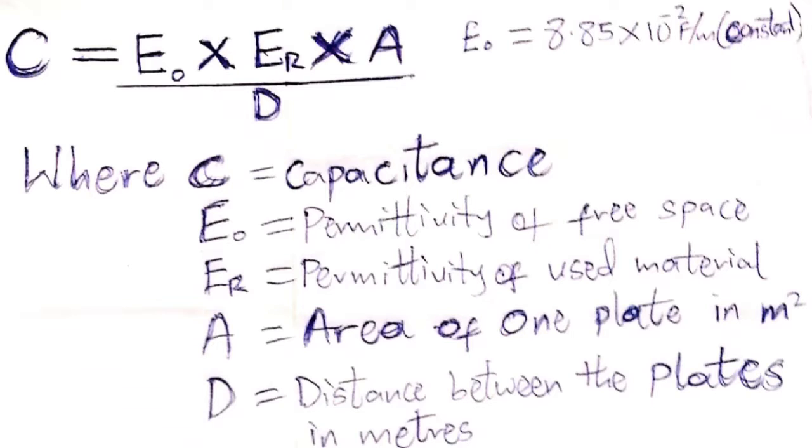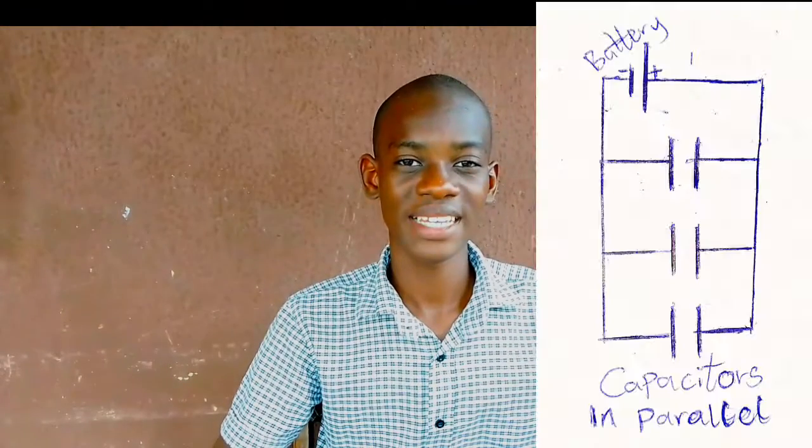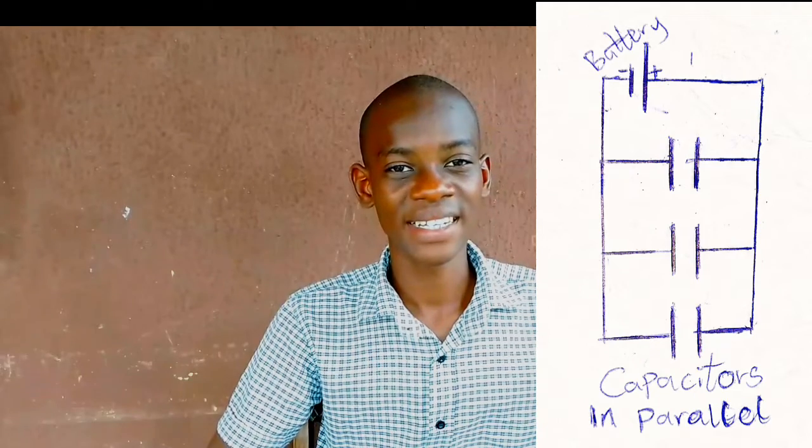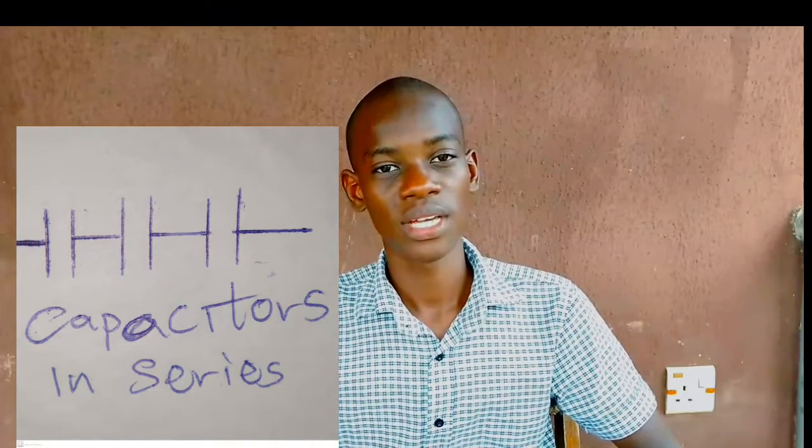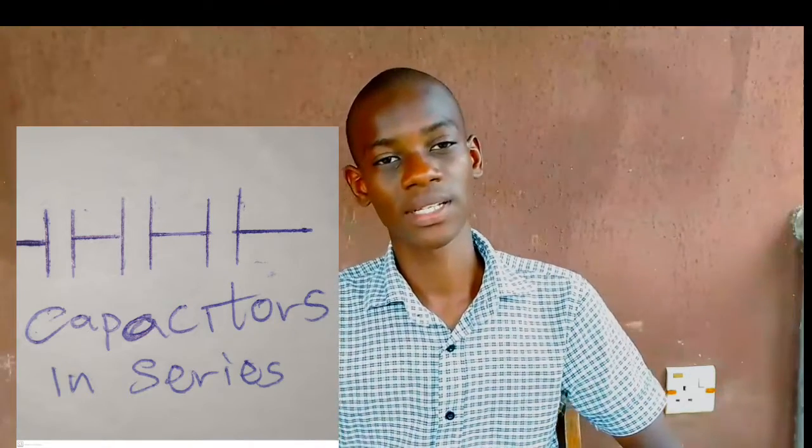Capacitance is equal to the permittivity of free space multiplied by the permittivity of the material used, multiplied by the area of the plate, divided by the distance between the metal plates. This means that if the area of the metal used is high and the distance between the plates is very close, we are going to have a higher capacitance. If capacitors are in parallel, it increases the capacitance, and if they are in series, it decreases the capacitance.